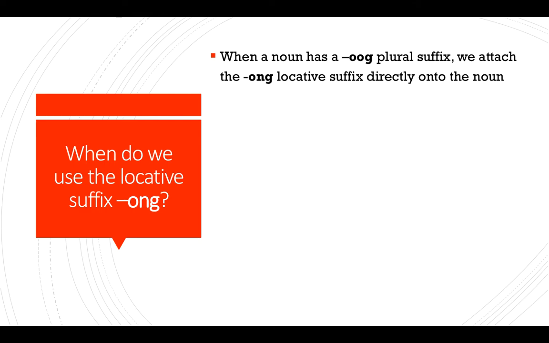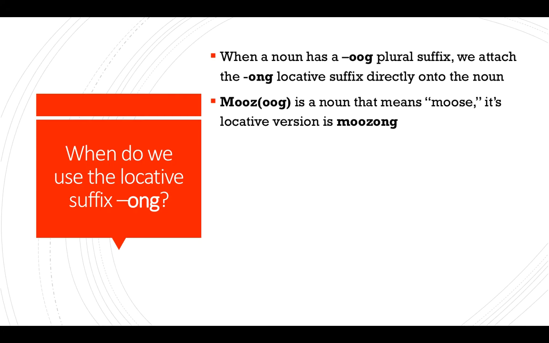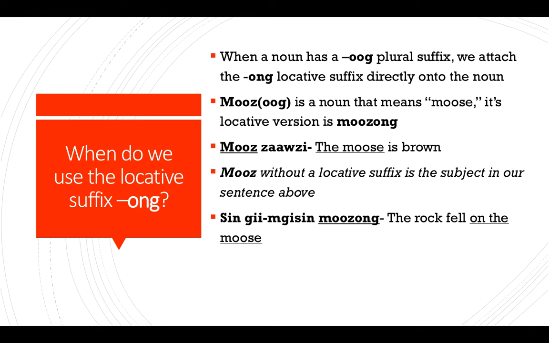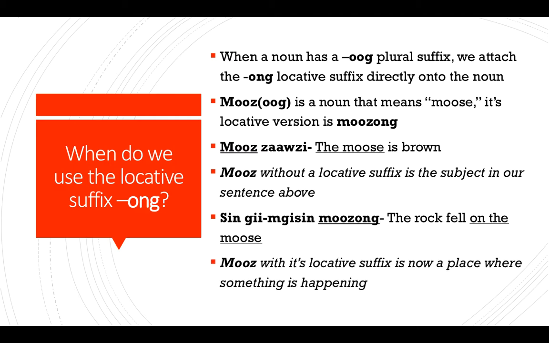Another example is when a noun has the plural suffix oog. We attach the ong locative suffix directly onto the noun. So, for example, moz has that oog plural suffix, is a noun that means moose. Its locative version is mozung. Mozauze means the moose is brown. Moz, without a locative suffix, is the subject in our sentence above. Sin gim gesing mozung means the rock fell on the moose. Moz, with its locative suffix, is now a place where something is happening.